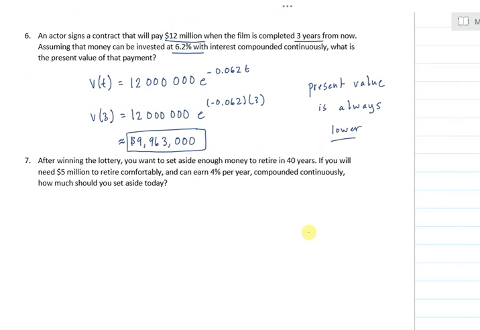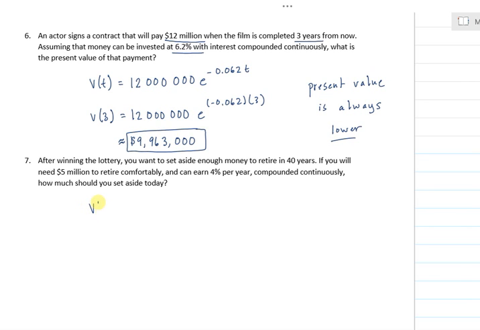All right. In problem 7, after winning the lottery, you want to set aside enough money to retire in 40 years. I guess what you're going to do is set enough money aside to retire and then blow the rest of it. That's fine. If you'll need $5 million to retire comfortably and can earn 4% a year, that's very conservative, compounded continuously, how much should you set aside today? This is the exact same problem as the previous one. It just has a different rate and a starting value.